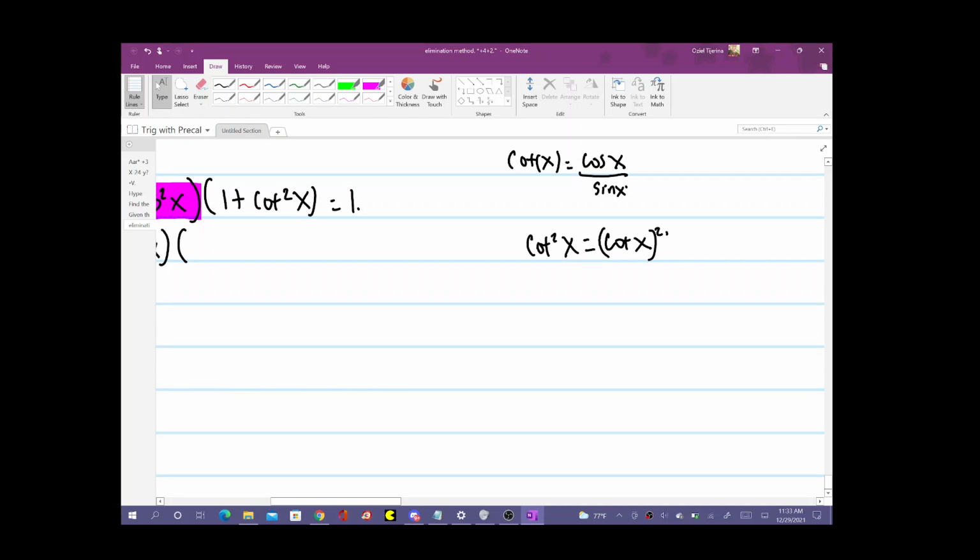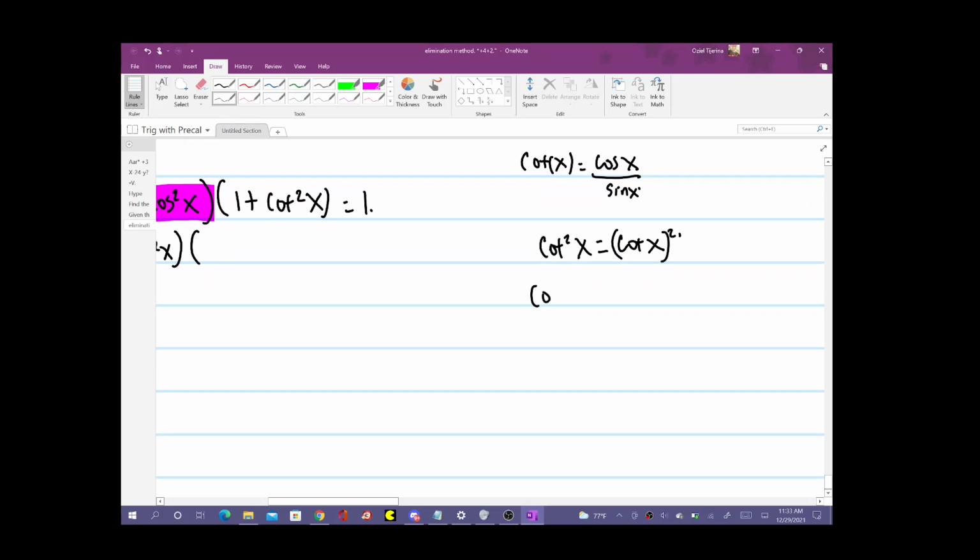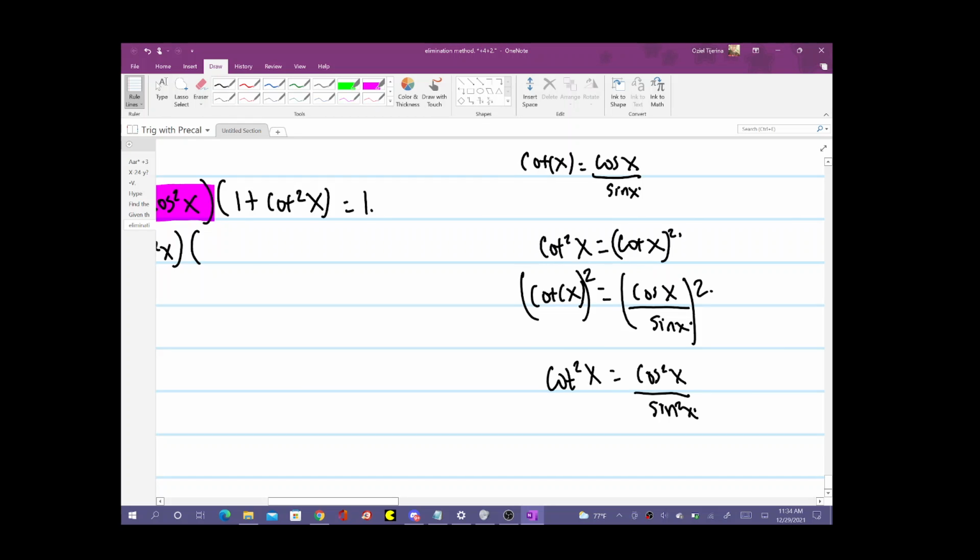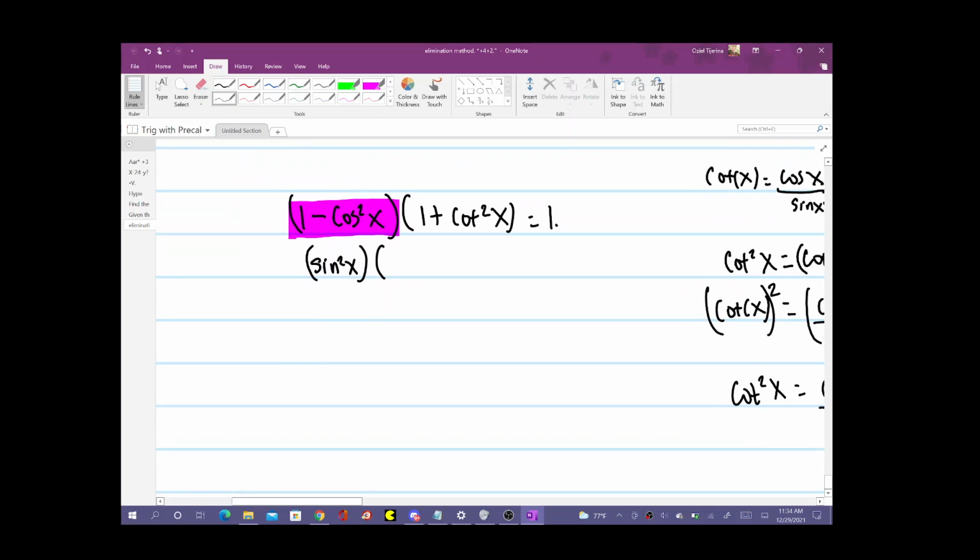So basically, if cotangent of x equals cosine of x over sine of x, then when we square it on both sides, this becomes cotangent squared x equals cosine squared x over sine squared x. So this becomes 1 plus cosine squared x over sine squared x. This is equal to 1, okay?